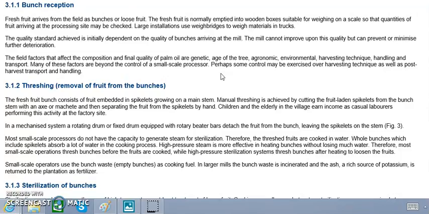Then you look at threshing and removal of the fruit from the bunches. Apparently, it's more of manual threshing these days. You can have a mechanized system, but it's a trade-off. Do you want to pay so much and get perhaps a higher yield? Or if you're just starting, and you're not yet ready, you can start with manual threshing, and then as you begin to earn money, you move on.